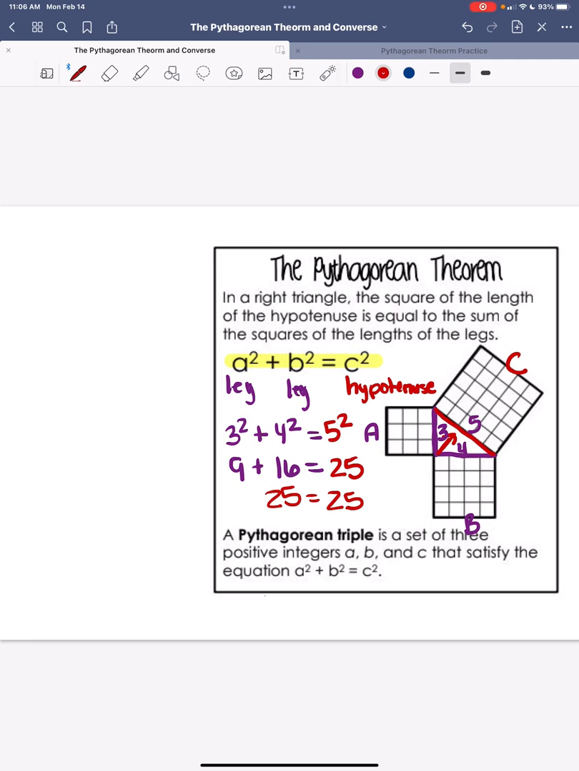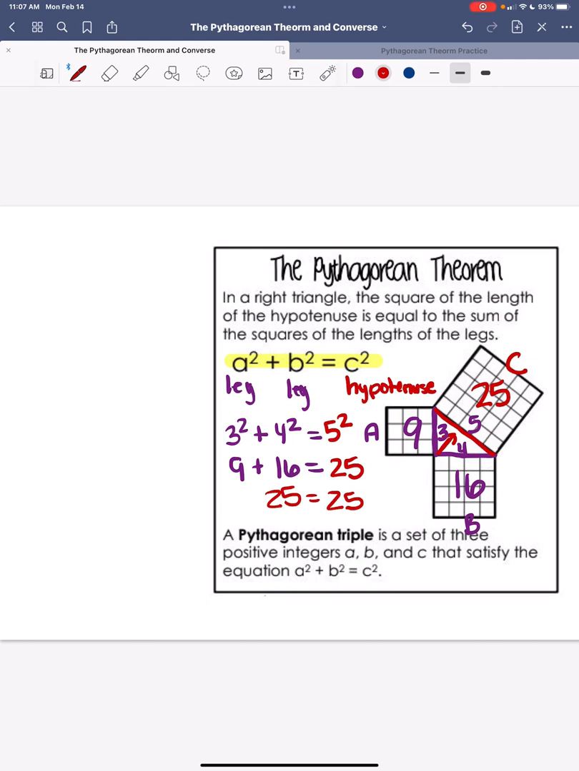Okay, so again, the area of this square was 9 because we did 3 squared. The area of this one was 16 because we did 4 squared, which means that the area of the hypotenuse square up here would have been 25.